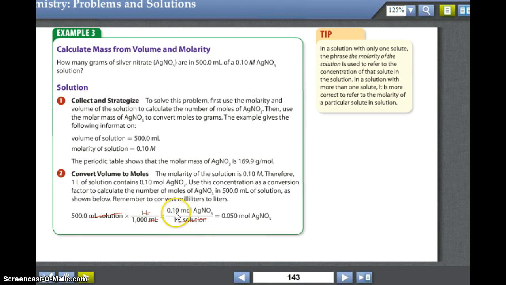In other words, really, you could have also said, okay, I got half a liter. So in 1 liter, I have 0.1, divide 0.1 by 2, and I got 0.05.